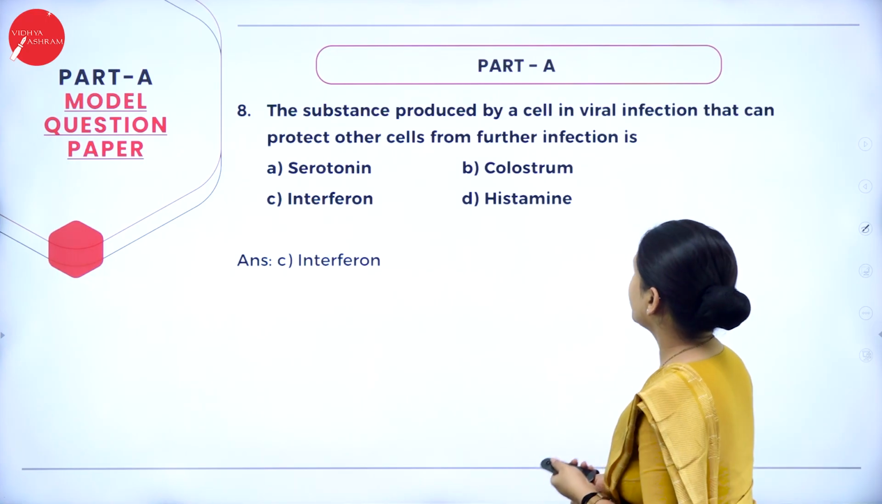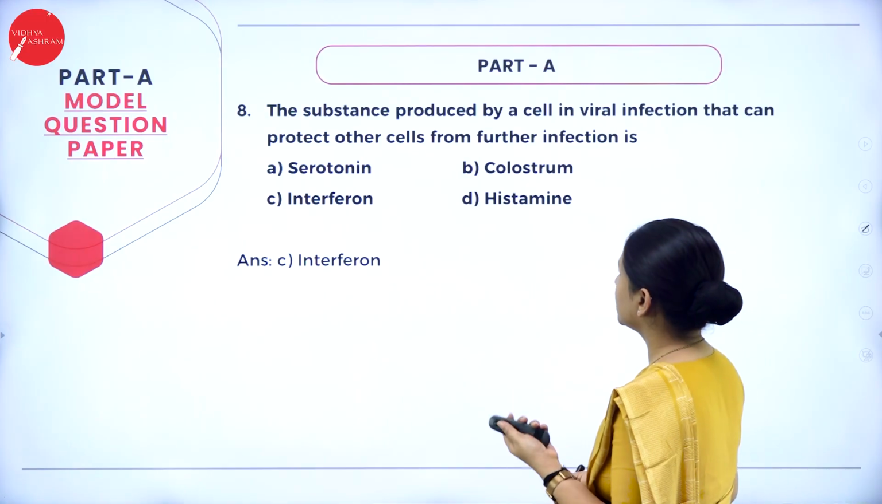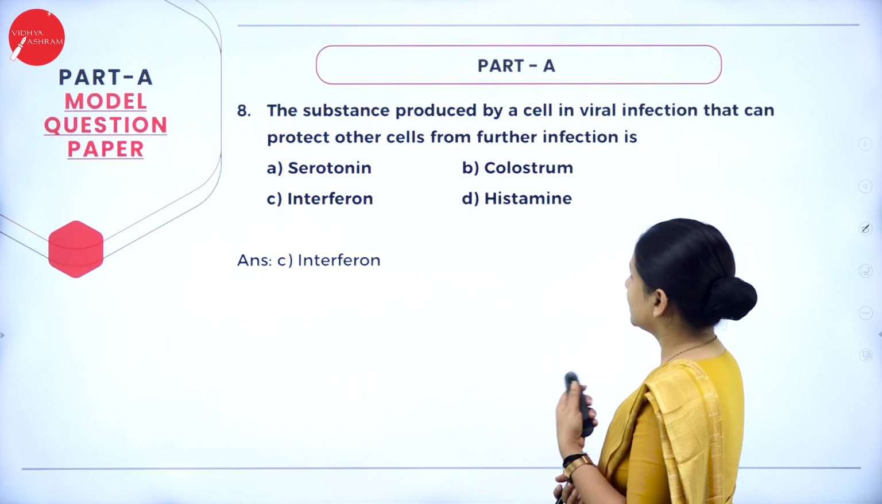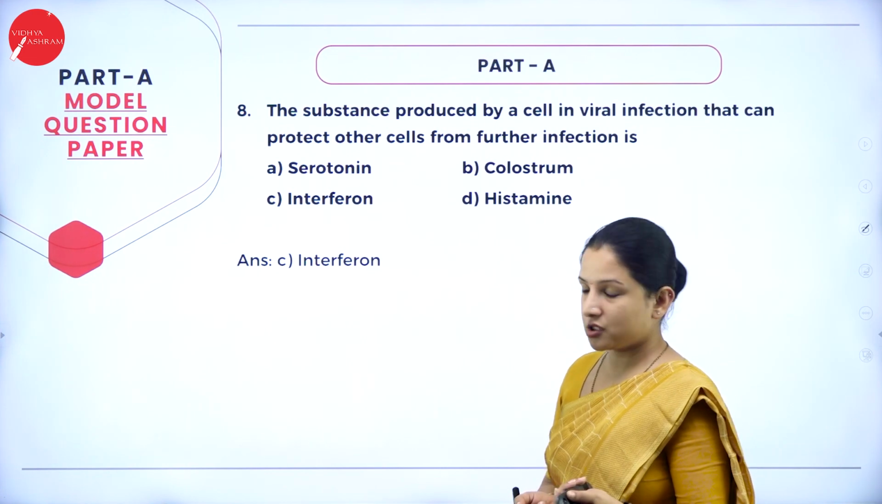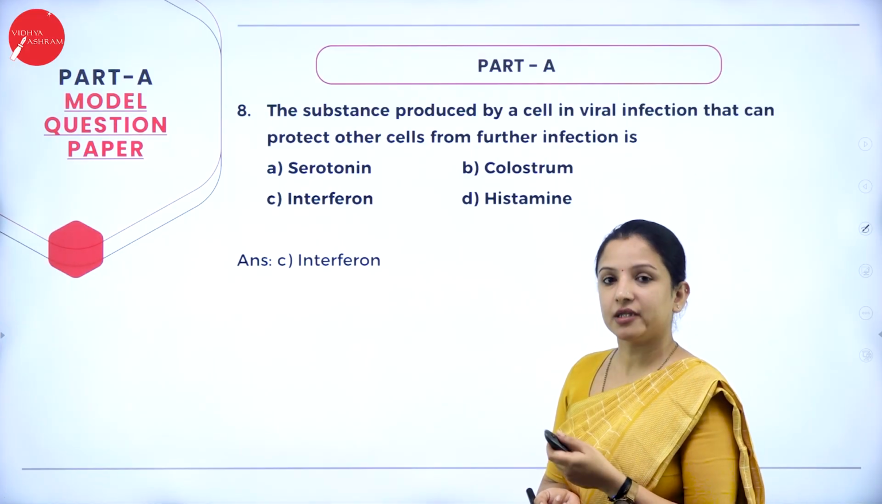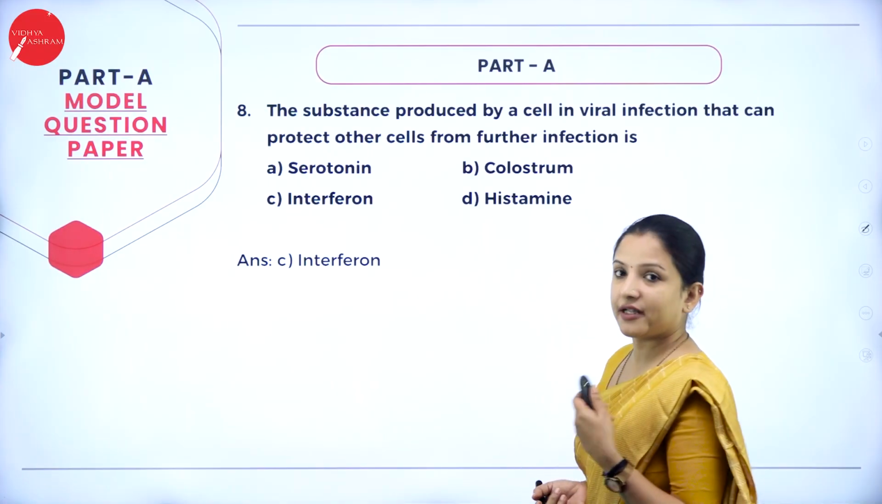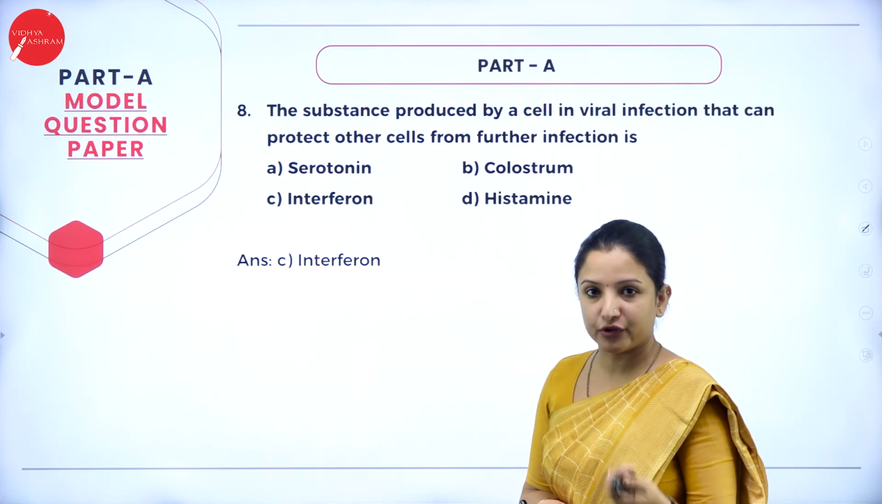The substance produced by a cell in viral infection that can protect other cells from further infection is called what? Is it serotonin? Is it colostrum? Serotonin is actually produced when we have an allergy. Colostrum, it is also a passive immunity. Example for passive immunity, that is the first milk that comes when the mother starts lactating, which contains a lot of antibodies in it. Is it histamine? No, histamine is also produced during an allergy.